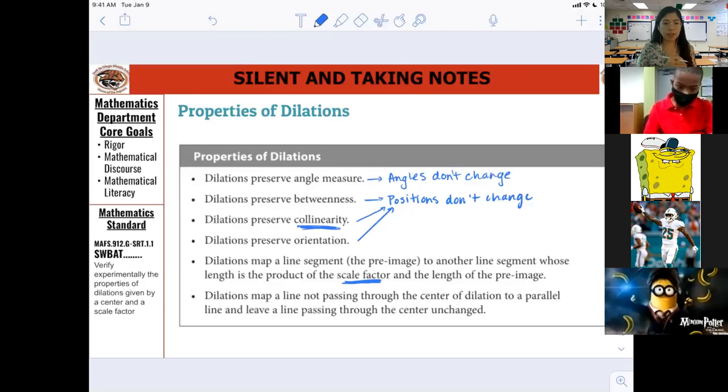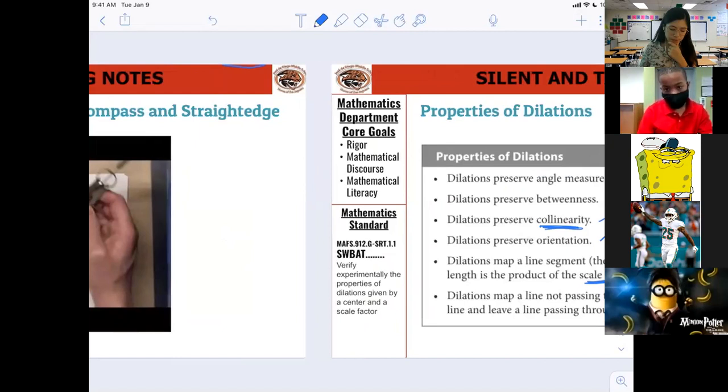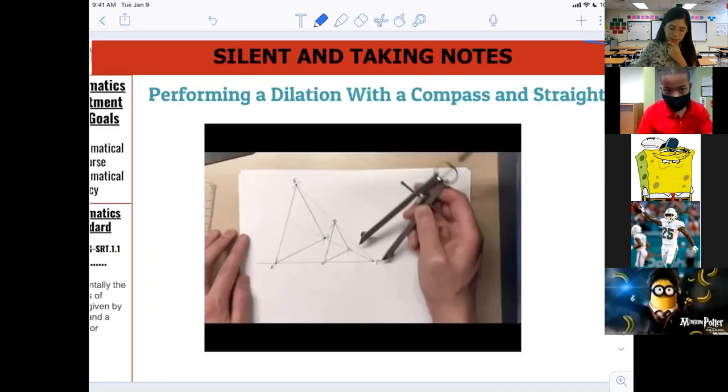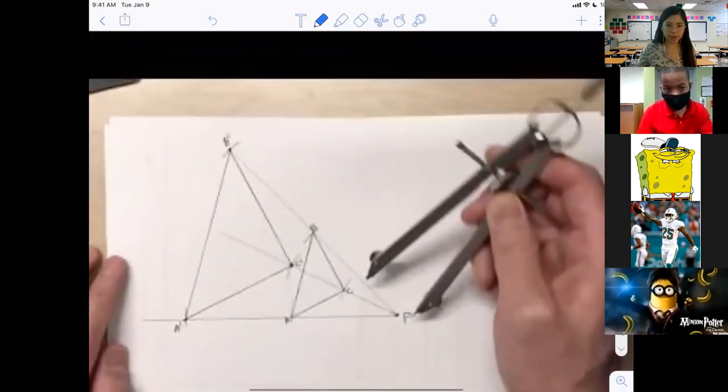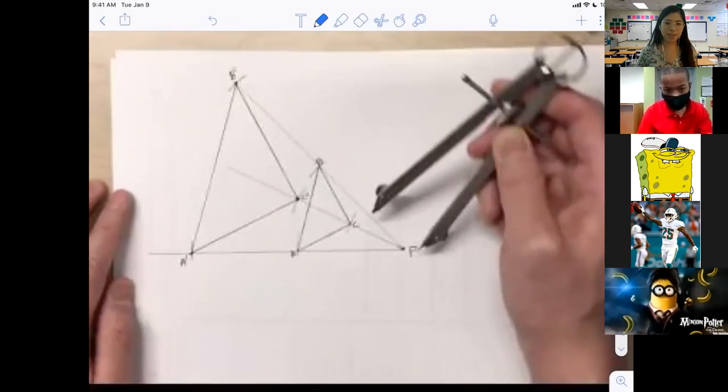And then finally, dilations map a line not passing through the center of dilation to a parallel line and leave a line passing through the center unchanged. So this one's very important. I definitely want to go over this one. I want to see if I can, okay. This is kind of bad, but trying to zoom into what he drew in this example. When he drew the image, A prime, B prime, C prime, let's just take a look at A, B really quickly, and then A prime, B prime.